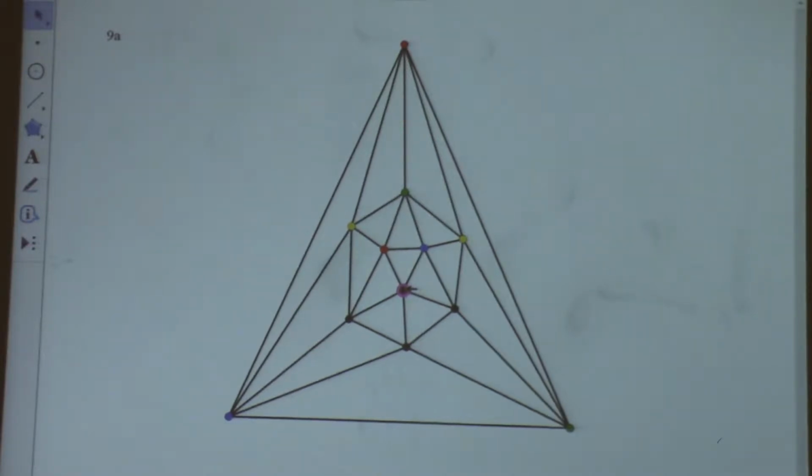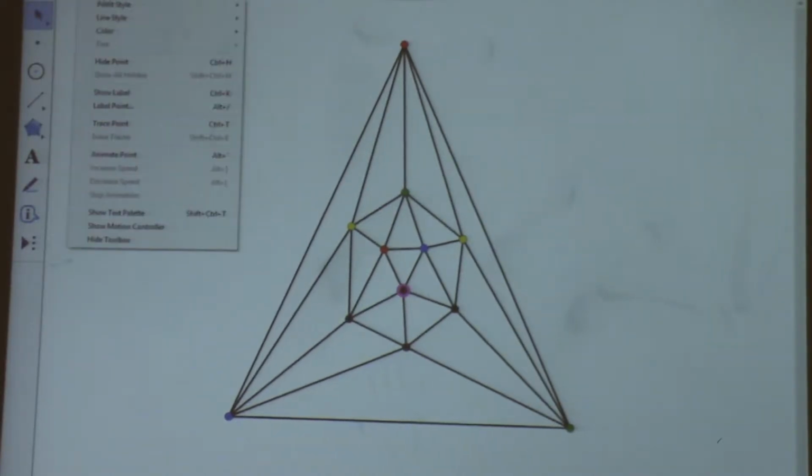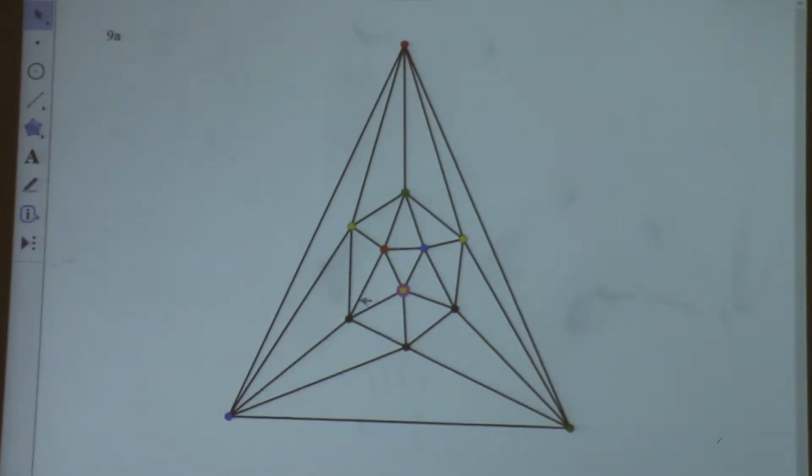It should be yellow. I think we need to make it yellow because I need this to be green. Yeah. Green.